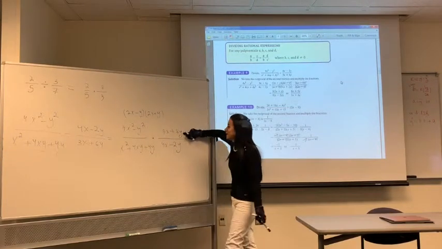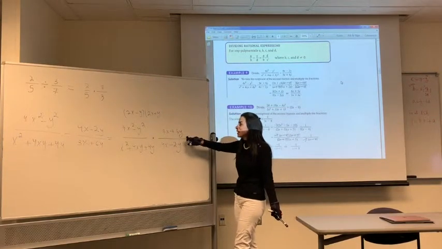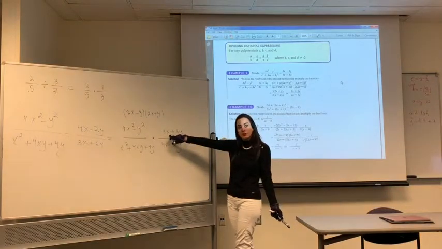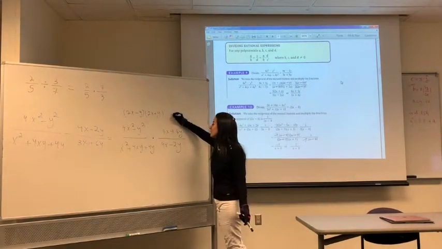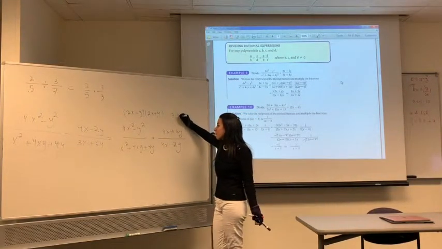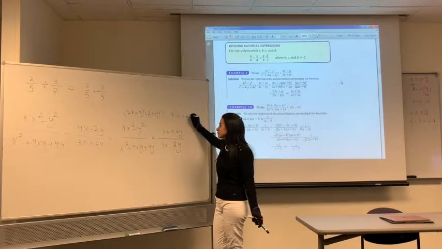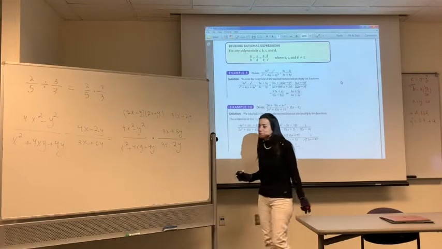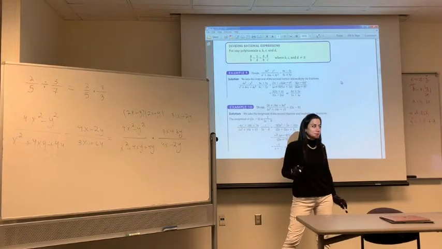So what this becomes? 3x plus 6y, what do you bring out? 3. What remains? X plus 2y. Correct?